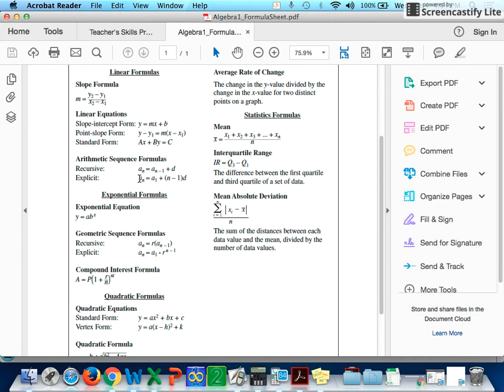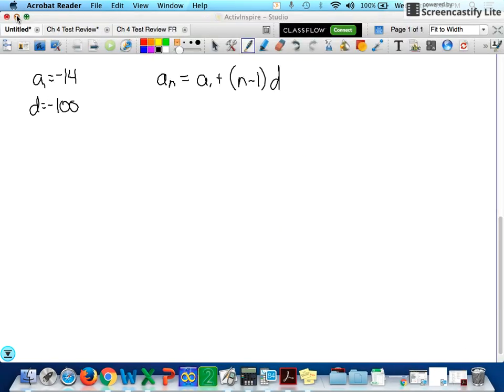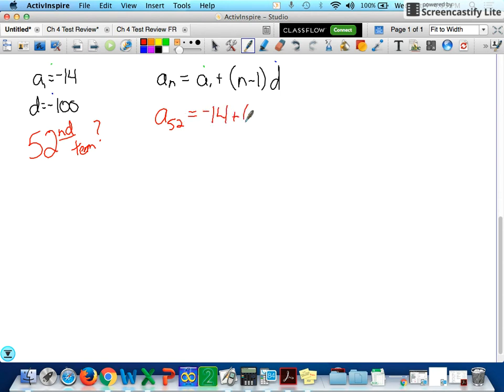We're still using this arithmetic explicit. It's the most useful of the formulas of these two. Okay, same thing holds true with the geometric explicit. It's more useful, okay? So that's our formula, and now we've just got to put our pieces in there. We have a sub 1, and we have our common difference. So when we plug this information in, we have a sub n, but we know what a sub n is because in the problem, it said 52nd term is what it wanted. So we're looking for a sub 52. That's our index. Equals a sub 1 is negative 14 plus, we know n.